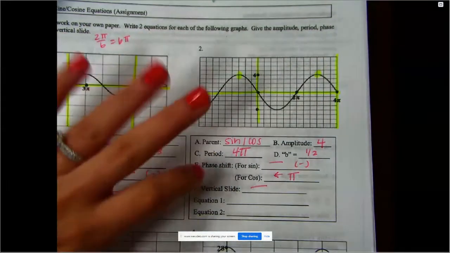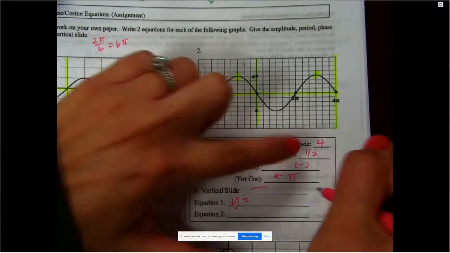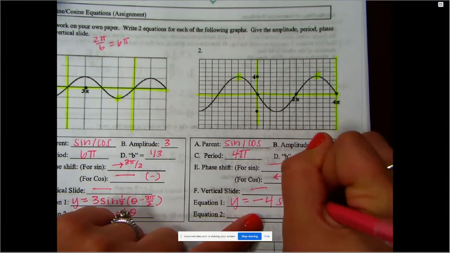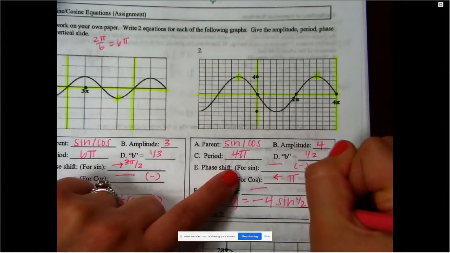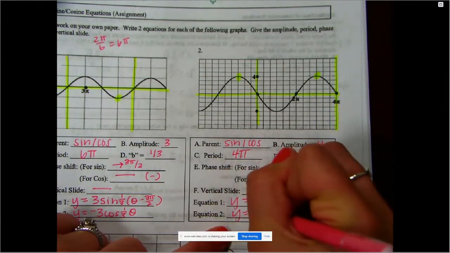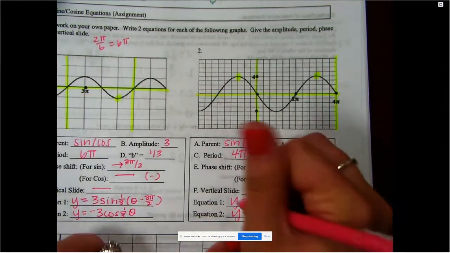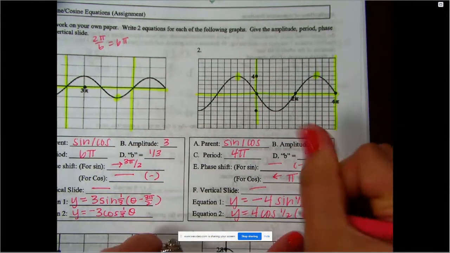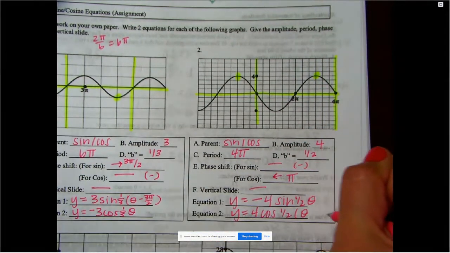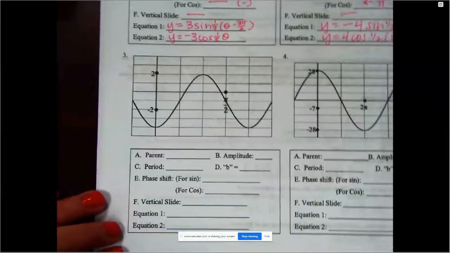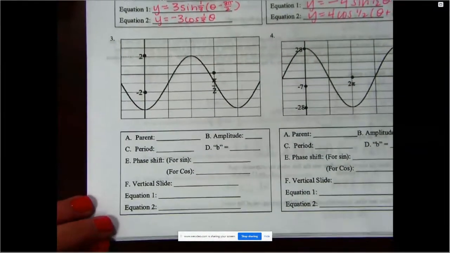All right, let's write sine. So y equals, remember our sine is negative. Amplitude is 4. B is 1/2. Our sine did not have a phase shift, so just theta. For cosine, our cosine is positive because we started at a max. So 4 cosine 1/2. Use parentheses because we have a phase shift to the left, so I'm going to put plus pi.